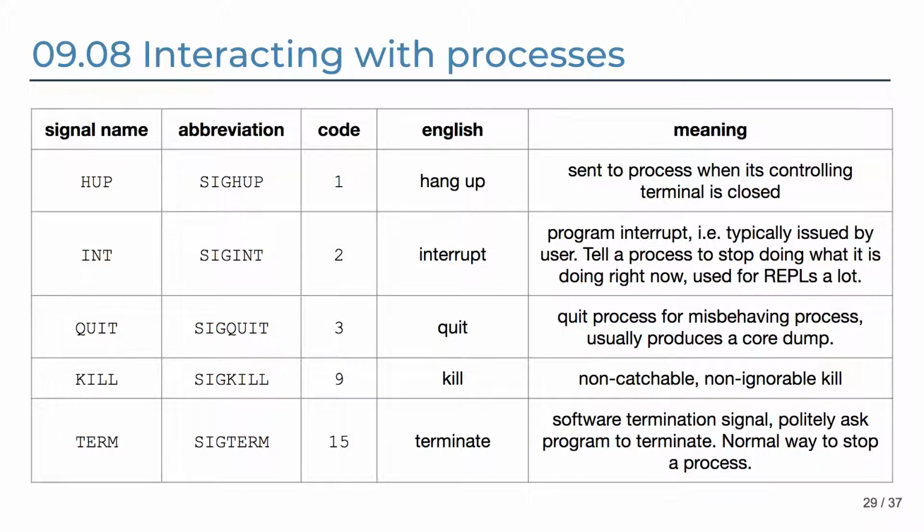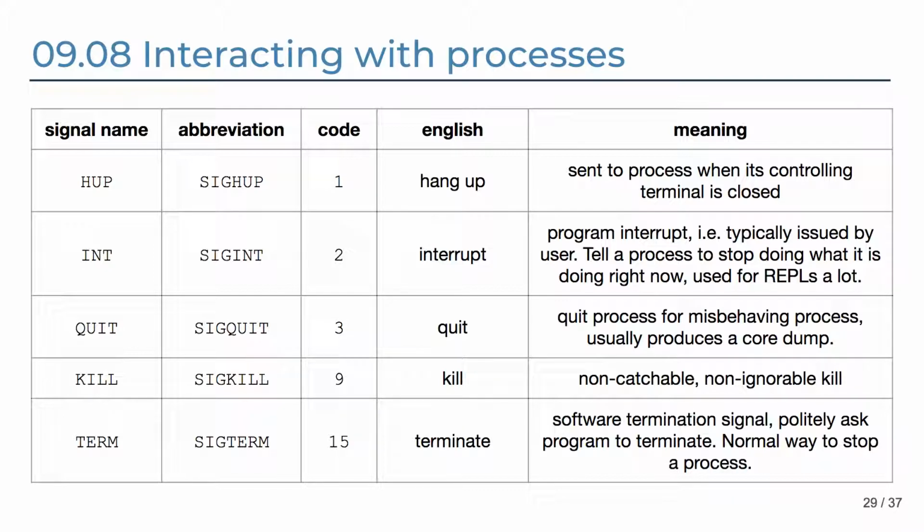Then we have another one, which is the quit signal. This is already getting a little more serious. If you have some misbehaving process in your system and you want to end it, but still gracefully, and see what's going on, you would send this signal and it would produce a core dump. So basically a dump of the whole system status, to see and debug what's going on.